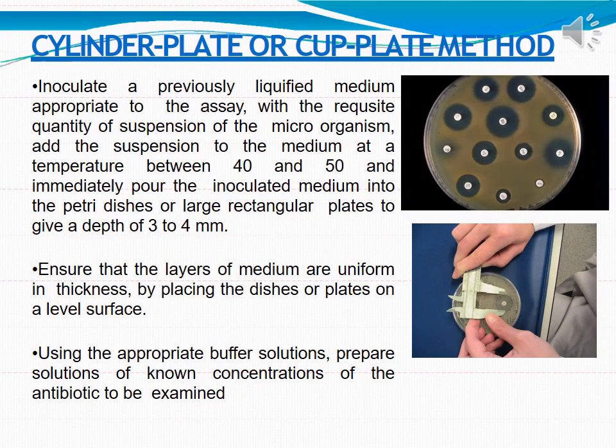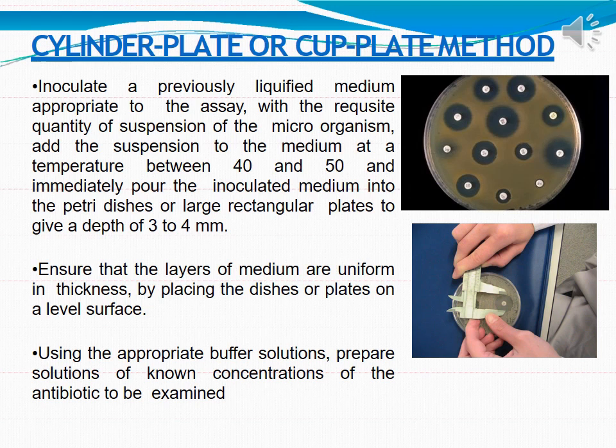Okay, now let's see the first method, and that is your cylinder plate or cup plate method. Now you all know how a petri dish that is filled with nutrient agar looks like. So basically it looks like a semi-solid jelly-like structure which is kept inside a petri dish. Now we are going to take this petri dish, and inside it we are going to bore some holes with the help of a borer.